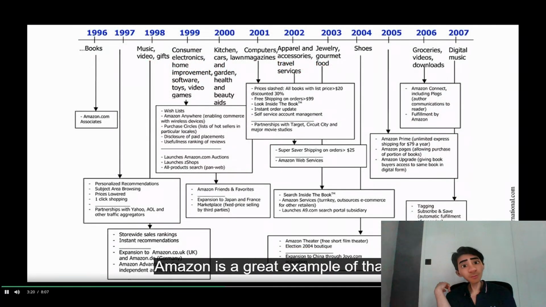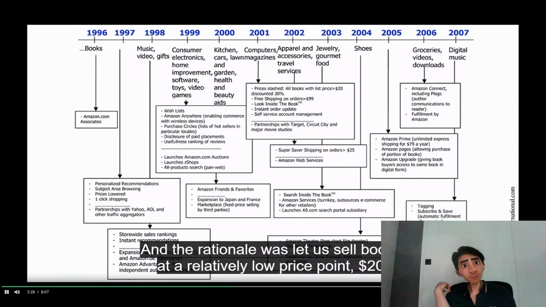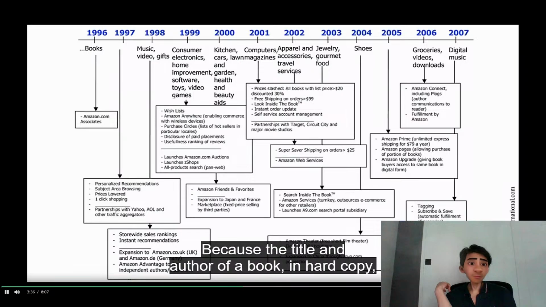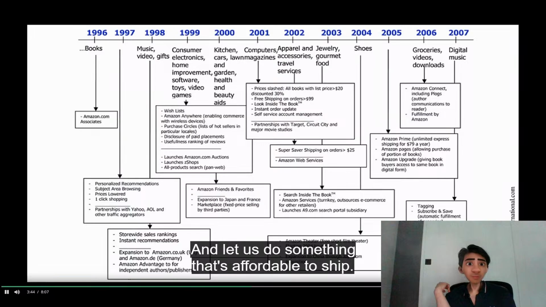Amazon is a great example of that. Amazon did not start selling what they sell today. In the beginning, it was books and only books. And the rationale was let us sell books at a relatively low price point, $20, where people know exactly what they're going to get, because the title and author of a book in hard copy of a certain edition is the same no matter where we get it from. And let us do something that's affordable to ship.